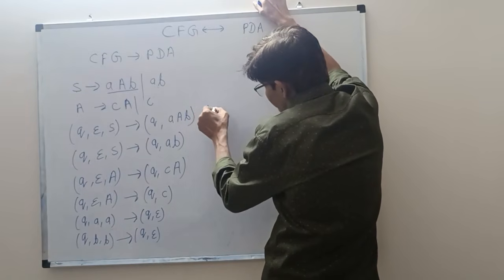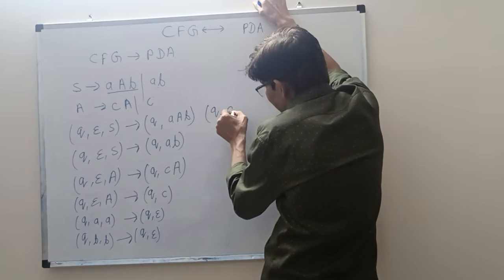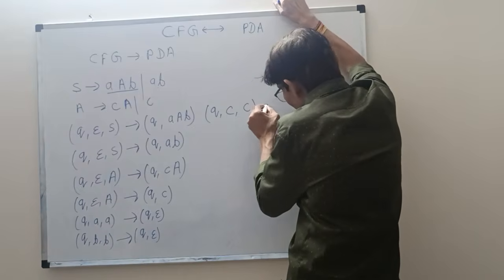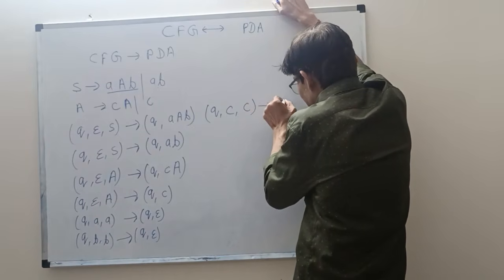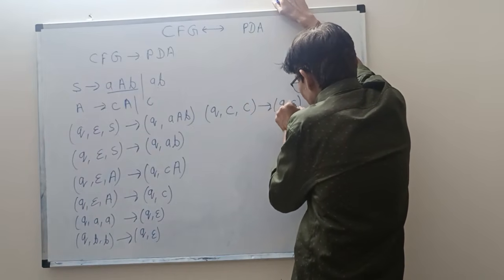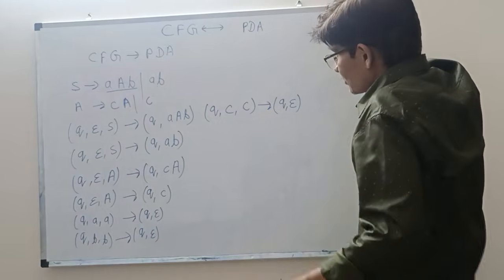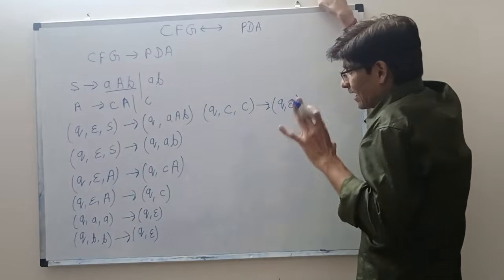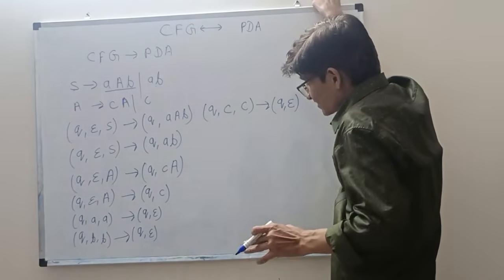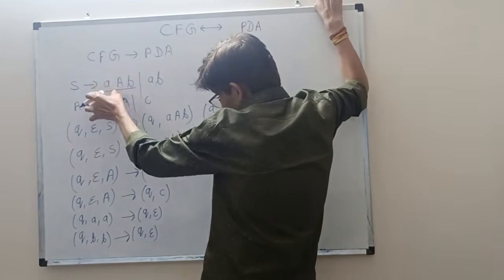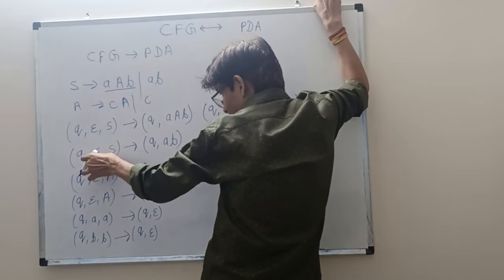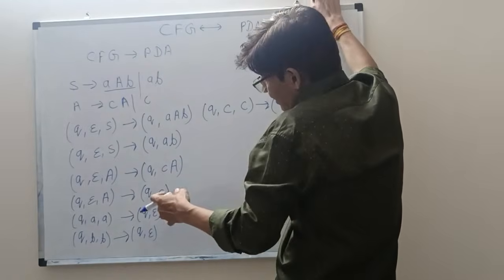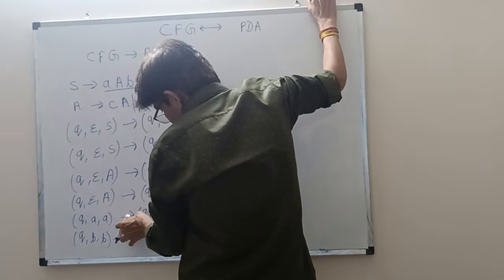I'm in Q, I'm reading C, and the current stack top is C. So I will stay in Q and pop one element from the stack. Now all these transitions of the PDA are complete. First we need to convert all productions into corresponding transitions without consuming any input symbol. And then for all terminals, we need to write transitions like this.